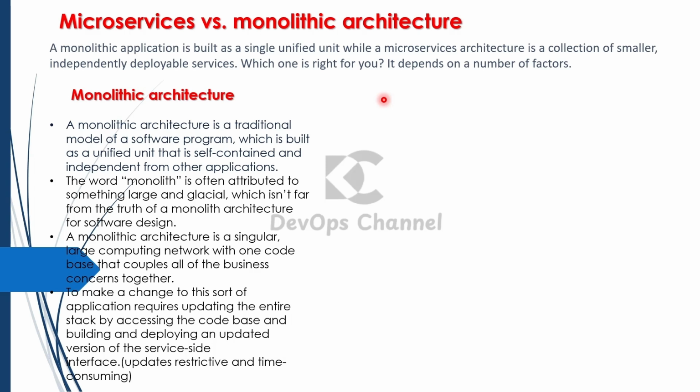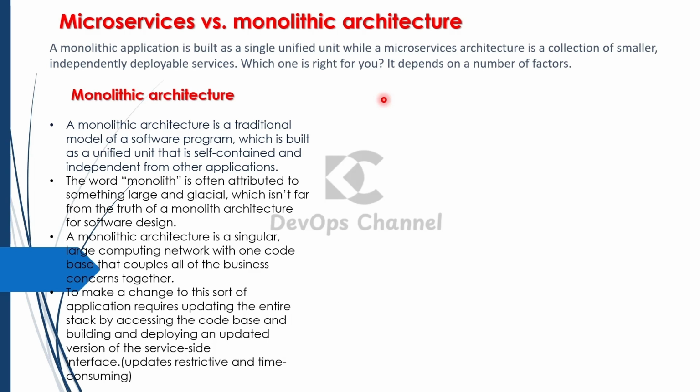Hi friends, in the previous lecture we saw different types of monitoring tools in DevOps and which factors you should consider while selecting a monitoring tool for your software or application. Now in this lecture, let's discuss one important aspect in DevOps, which is microservices. This is the most asked question in DevOps interviews: what are microservices? It is also asked along with monolithic architecture. What are the key differences between them?